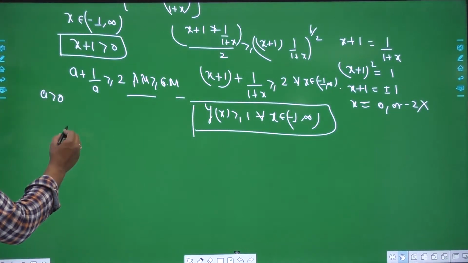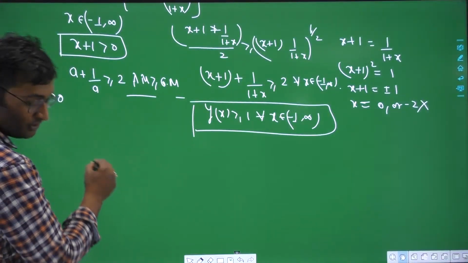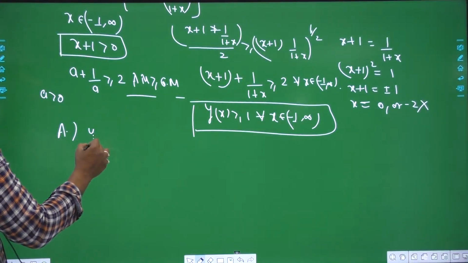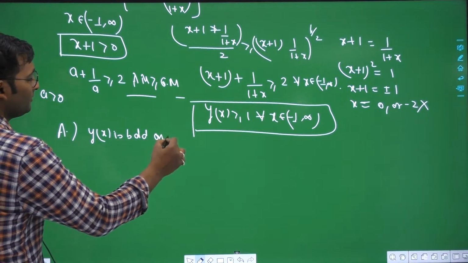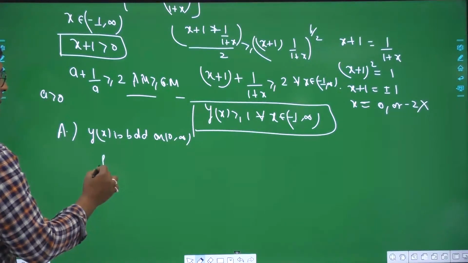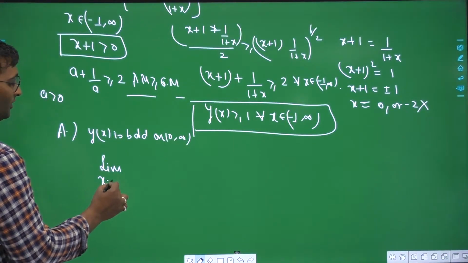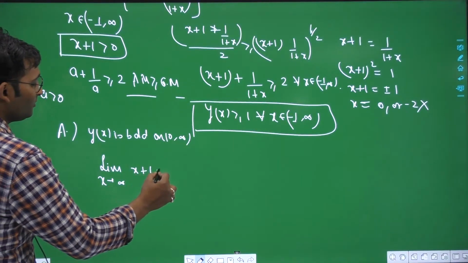Now, regarding option number A. It is given that y(x) is bounded on (0, infinity), which is not the case, because clearly you can see that the limit as x tends to infinity of x plus 1 is equal to plus infinity.